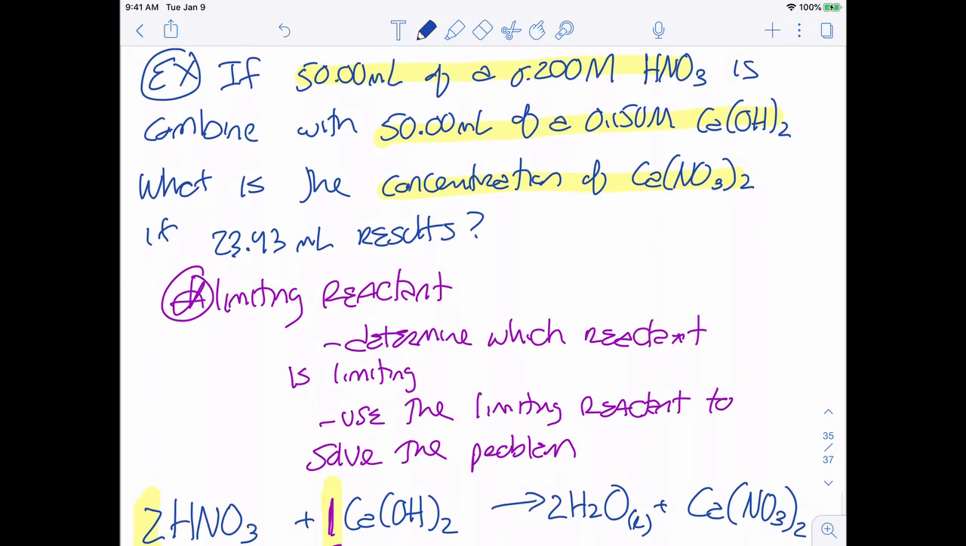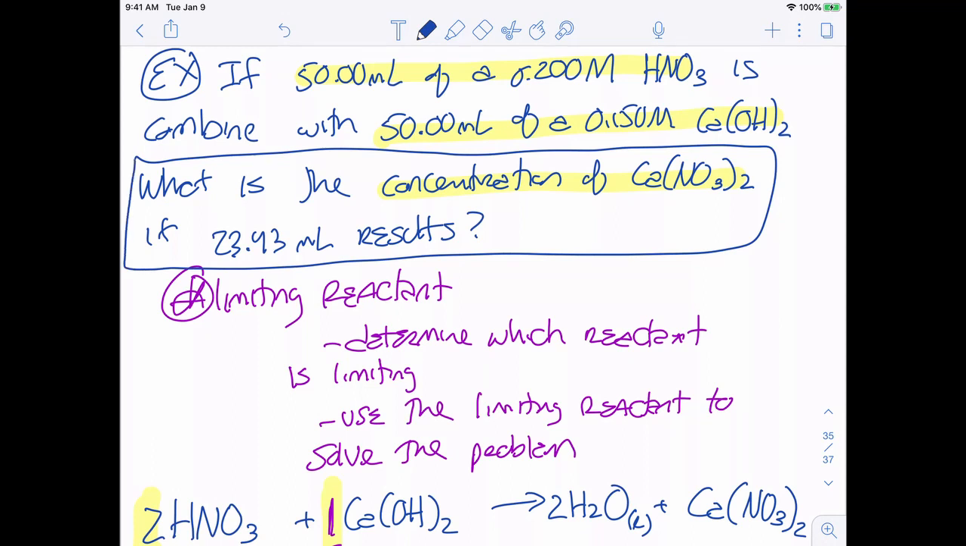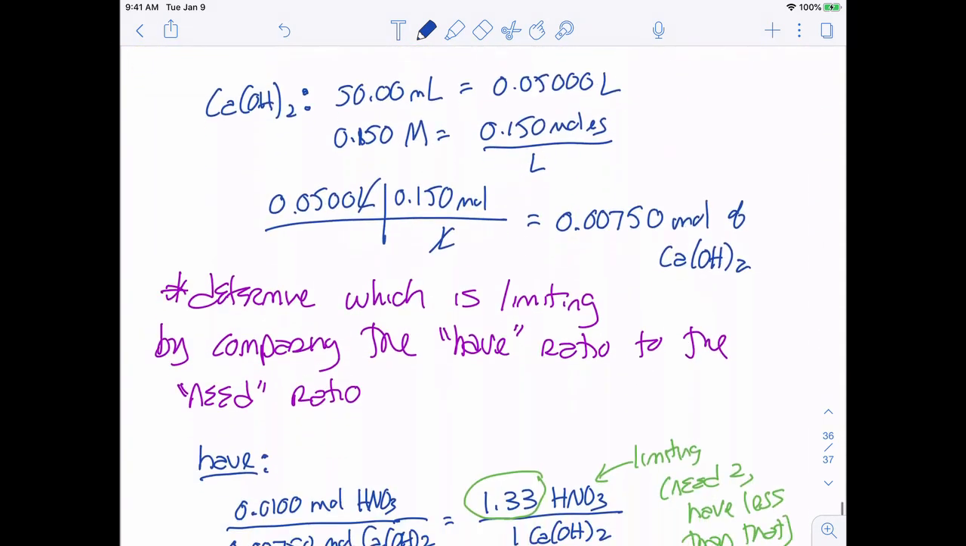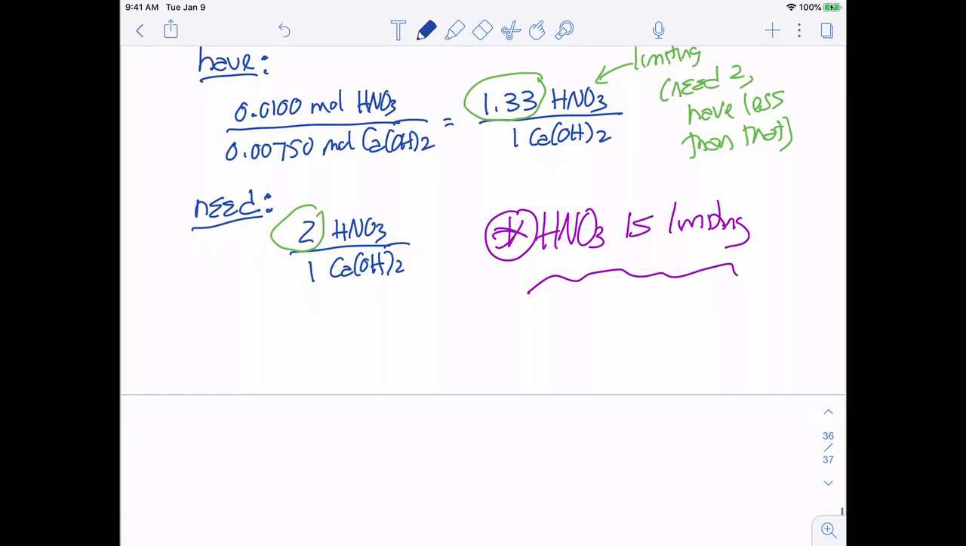So what we want to know, right, what is the concentration of calcium nitrate if 23.43 milliliters results? And I'm just going to jot that down so I don't have to keep scrolling back up. So 23.43 milliliters of calcium, I might have just said hydroxide, sorry, of calcium nitrate. And we want to know its concentration. What is its molarity?